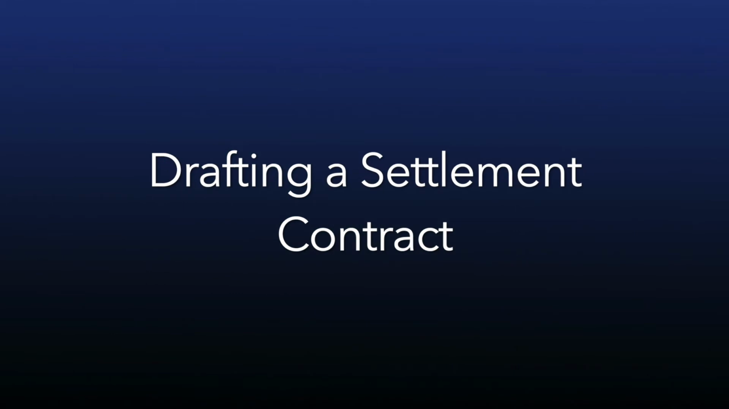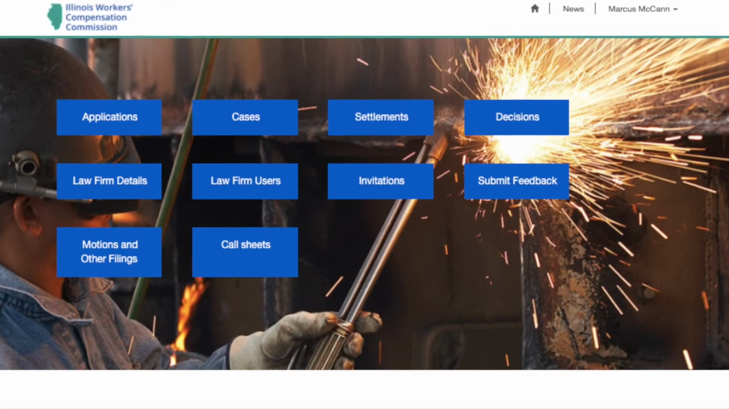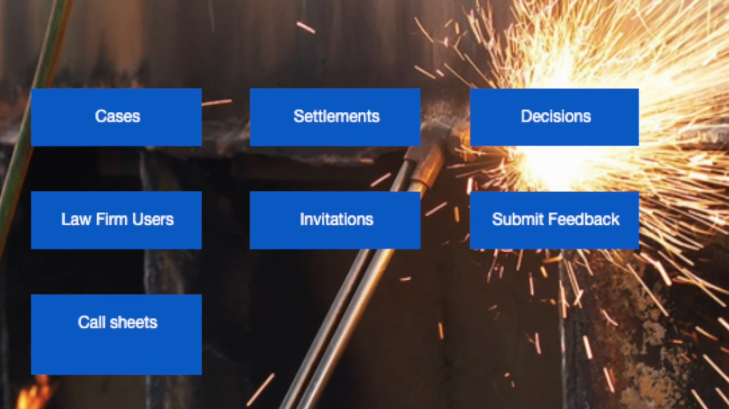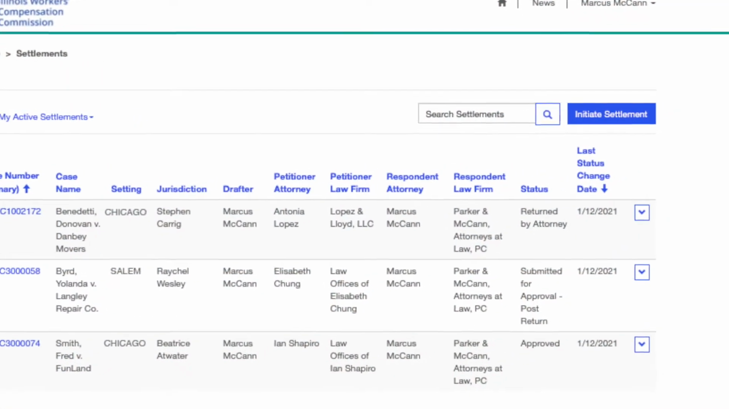This video will show you how to draft an electronic settlement contract in CompFile. From the CompFile homepage, click Settlements. Then click Initiate Settlement.